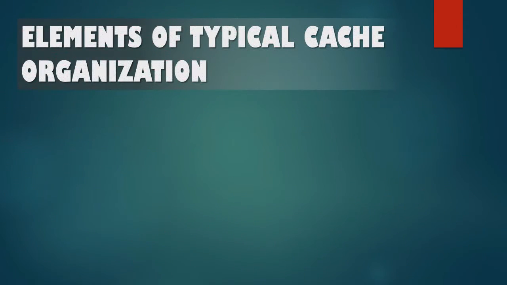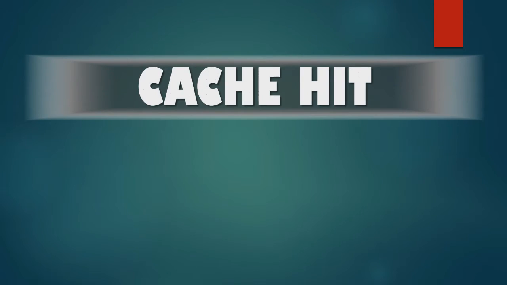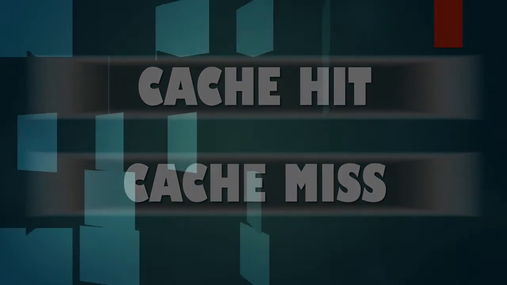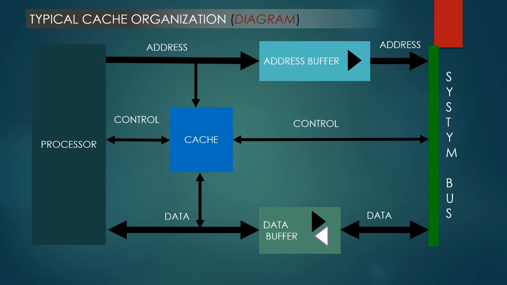The typical cache organization has several elements. What are those? We have the processor, cache memory, control lines, data lines, address lines, data and address buffers, and the system bus. We'll also talk about cache hit and cache miss. Let's proceed now to the discussion proper.